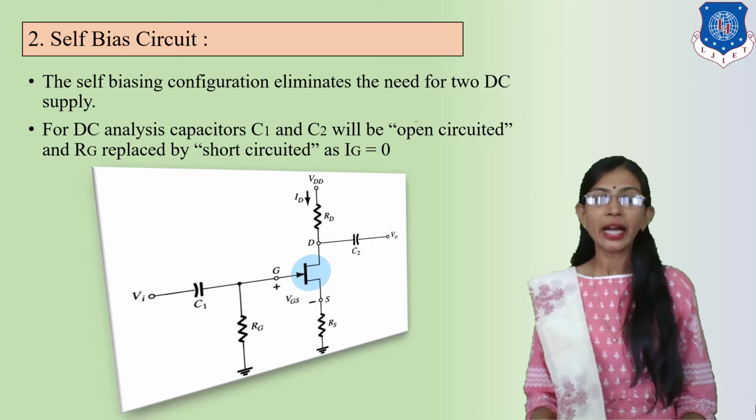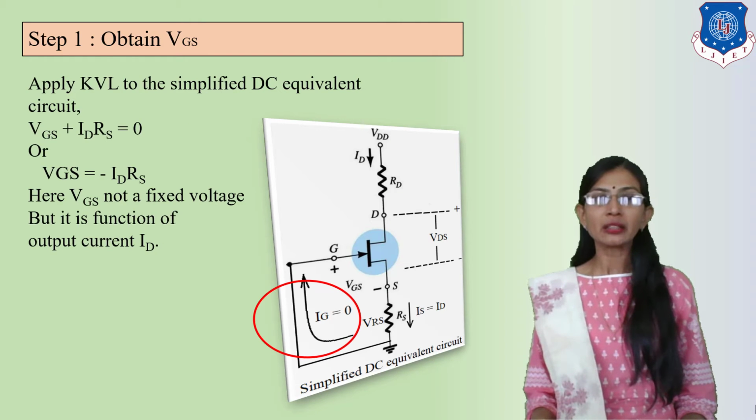In the self-bias circuit, I have connected two capacitors, one with the input and another with the output, VI and VO. So we have the two capacitors C1 and C2. For DC analysis, the capacitors will be considered as open circuited. So C1 and C2 will be open circuited and RG is replaced by a short circuit. Look at this, here RG is drawn and then we will assume that it is short circuited. So what will happen? Ig equal to 0. So the equivalent circuit will look like this.